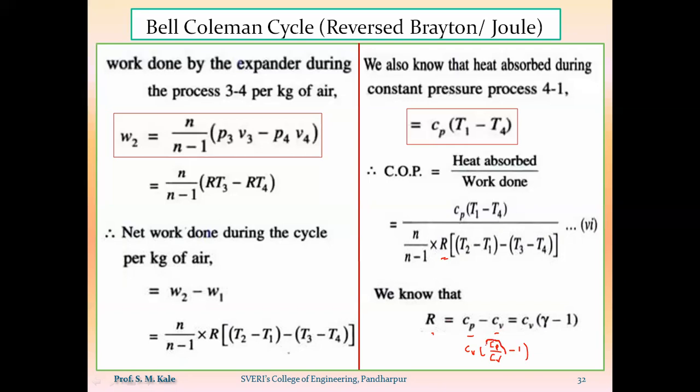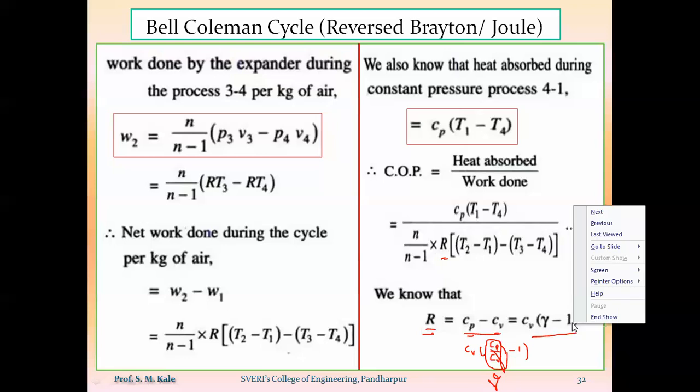Here Cp by Cv is called gamma, that is nothing but the isentropic index. So instead of R, I can write Cp minus Cv, and instead of Cp minus Cv, I can write Cv inside the bracket gamma minus 1. If we take Cv common, what remains in the bracket is Cp by Cv minus 1, and Cp by Cv is gamma. So gamma minus 1 will be there. So R is equal to Cv into gamma minus 1.